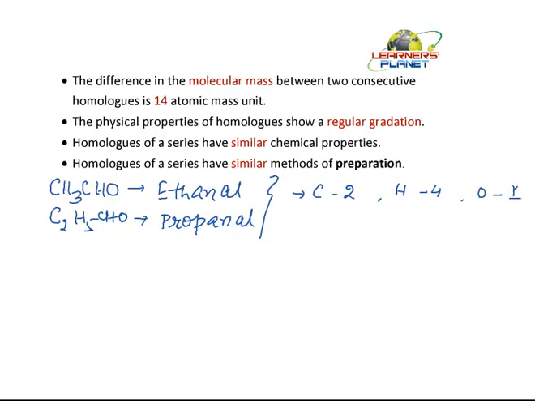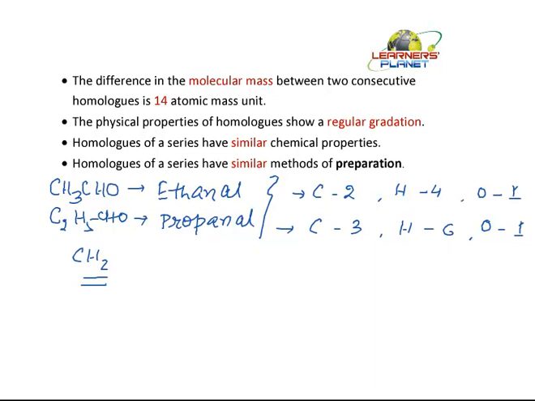And in propanal, how many carbon atoms are there? 3. How many hydrogens are there? There are 6 hydrogens. And how many oxygen are there? 1. So, students, what is the difference between the consecutive members of a homologous series? It is of CH2 only. Okay?